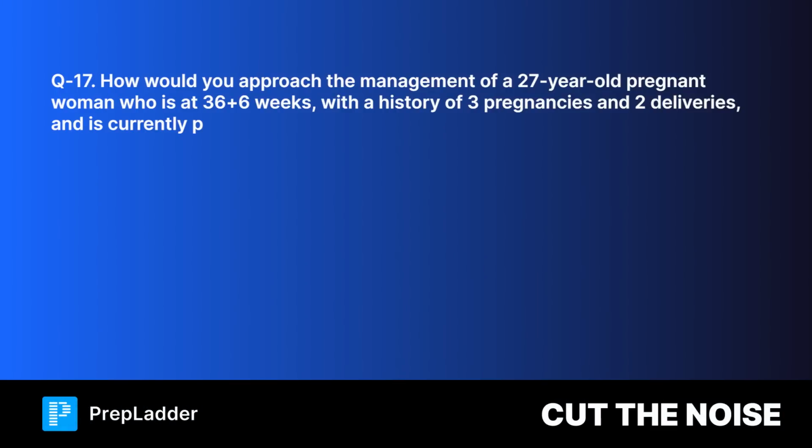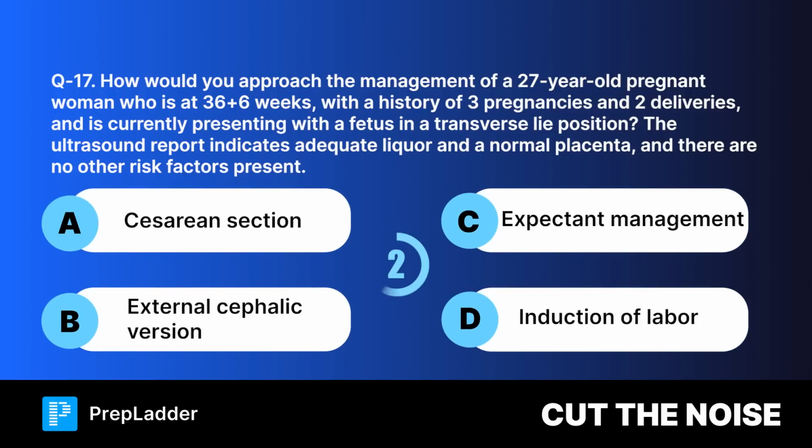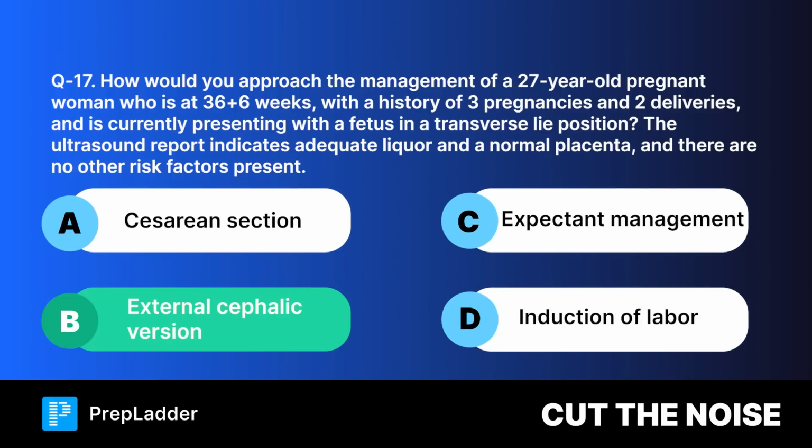Question 17. How would you approach the management of a 27-year-old pregnant woman who is at 36 plus 6 weeks, with a history of 3 pregnancies and 2 deliveries, and is currently presenting with a fetus in a transverse lie position? The ultrasound report indicates adequate liquor and a normal placenta, and there are no other risk factors present. Your options are, and the correct answer is external cephalic version.